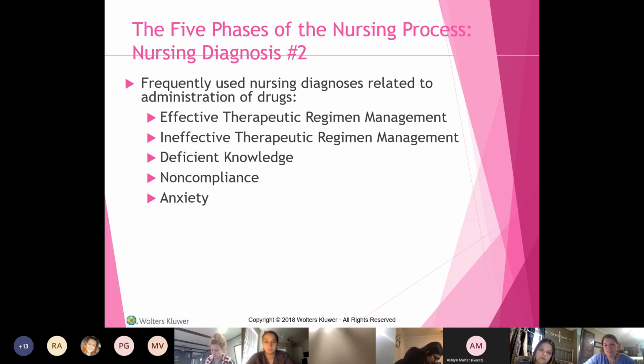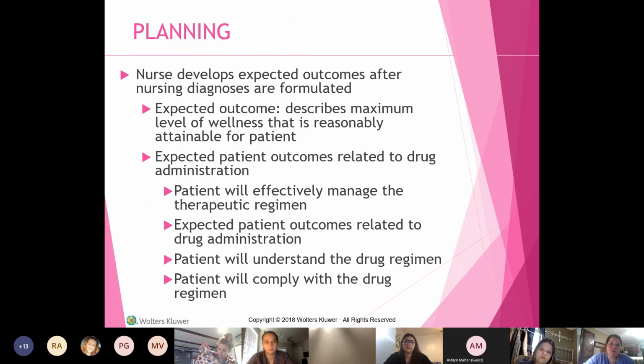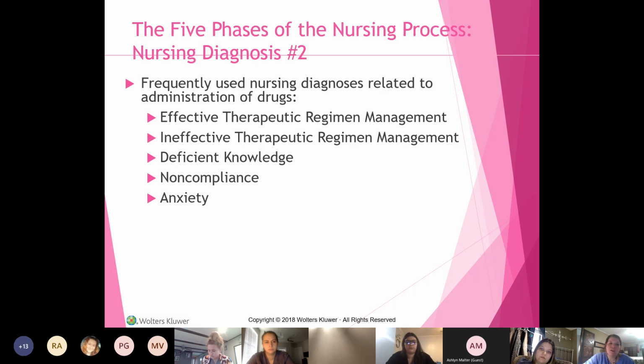Anxiety, non-compliance, deficient knowledge, ineffective therapeutic regimen management. What does that mean? If their diagnosis is ineffective therapeutic regimen management, what might that mean? They didn't take it like they were supposed to, like if they just took it and then stopped when they started to feel better? Yes. So that could go under non-compliance. I would put that more under non-compliance if they didn't stick with their treatment.